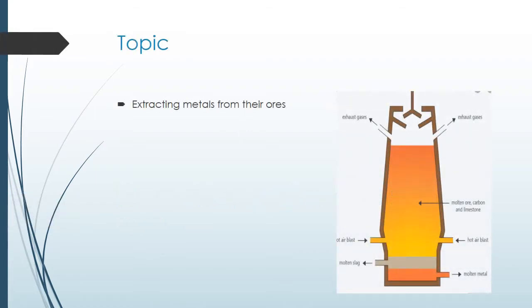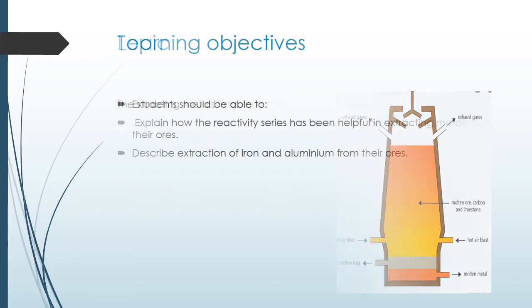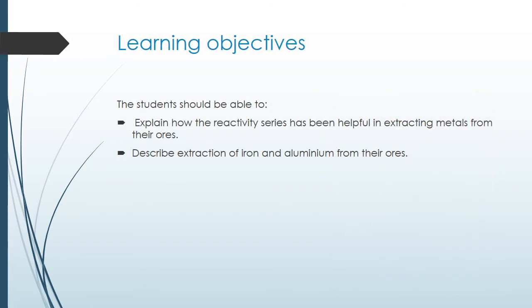Dear students, the topic for today's lesson is extracting metals from their ores. Listen to the lesson attentively and note down important points discussed. Learning objectives of today's lesson are: the students should be able to explain how the reactivity series has been helpful in extracting metals from their ores. Describe extraction of iron and aluminium from their ores.